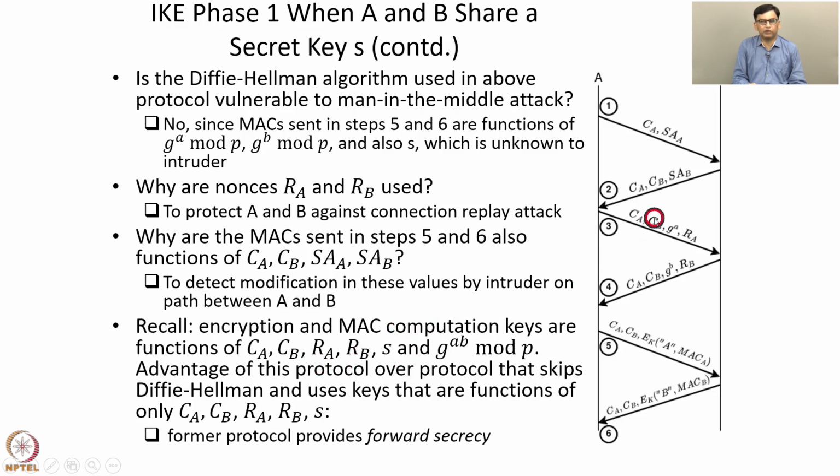That is, sometime in the future, if an intruder gets the secret key S, and if the intruder has recorded all these messages exchanged in these 6 steps, even then the intruder is not able to calculate the secret keys used for encryption and message integrity, and hence is not able to decrypt the following messages after this handshake. So that's the reason for using Diffie-Hellman.